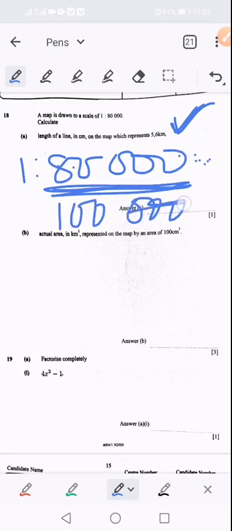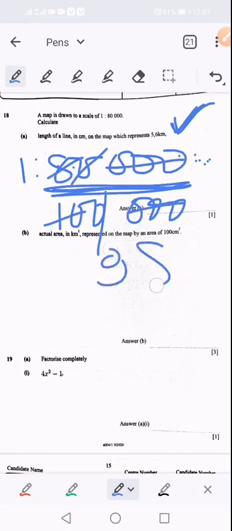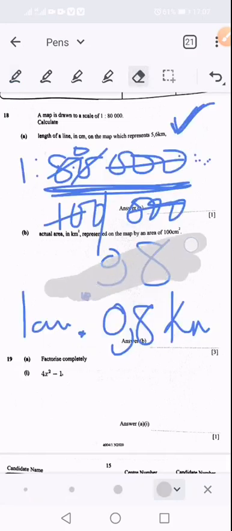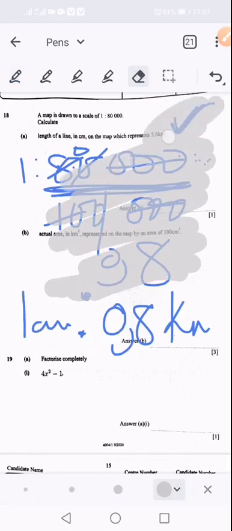So we cancel these zeros, and cancel these too, and we remain with 0,8, okay. So in other words, it says 1 centimeter on the paper represents 0,8 kilometers on the ground. Then it is this scale that you are going to use to get the answer for number 1, the first one.